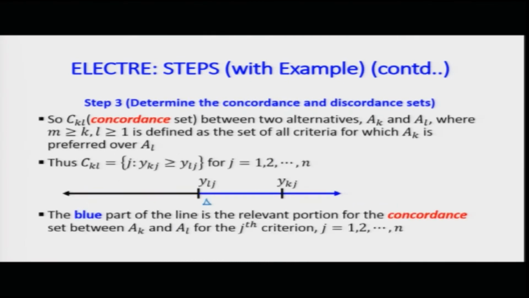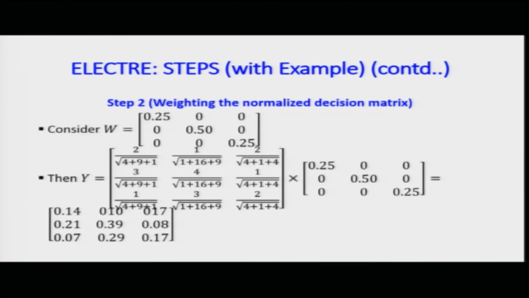So, make a note of these values. Again I am mentioning, along the first row 0.14, 0.10, 0.17, second row is 0.21, 0.39, 0.08, third row is 0.07, 0.29, 0.17. These are the values I will consider to formulate the concordance and discordance sets based on the indices of C and D.